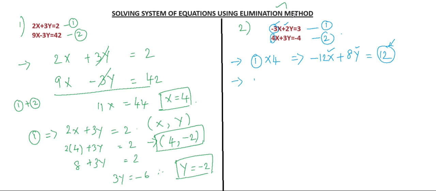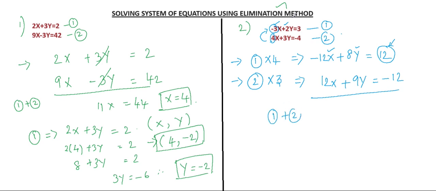Now let's go to equation 2. In equation 2, you are going to multiply with 3. When I multiply equation 2 with 3, you get 12x plus 9y is equal to minus 12. Now the equations are very simple. When you add the first and second equation, your 12x and 12x will get cancelled, and 9 plus 8 gives you 17y, and 12 minus 12 will be 0. So your answer for y is 0.